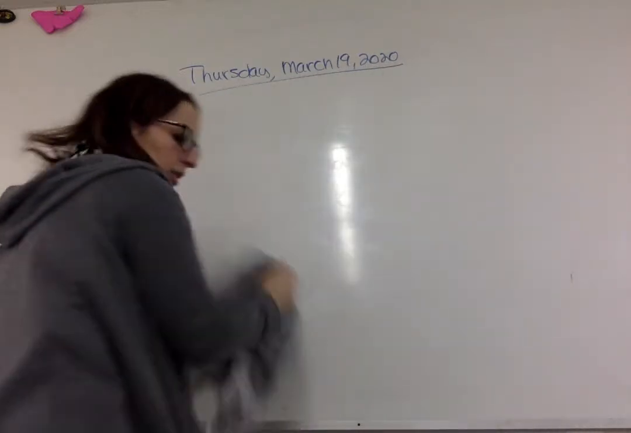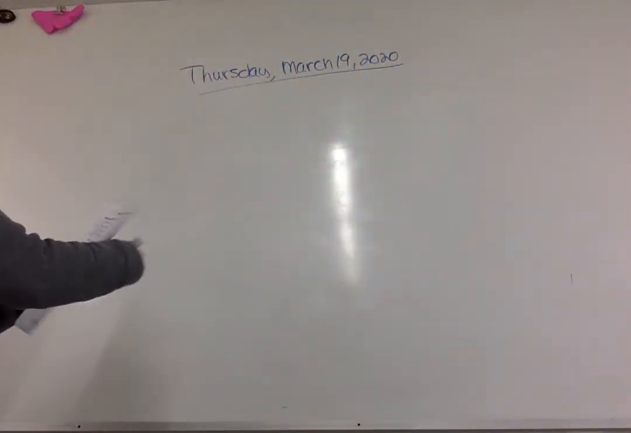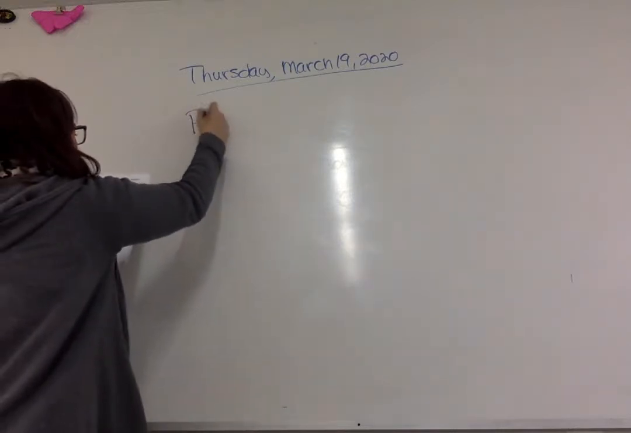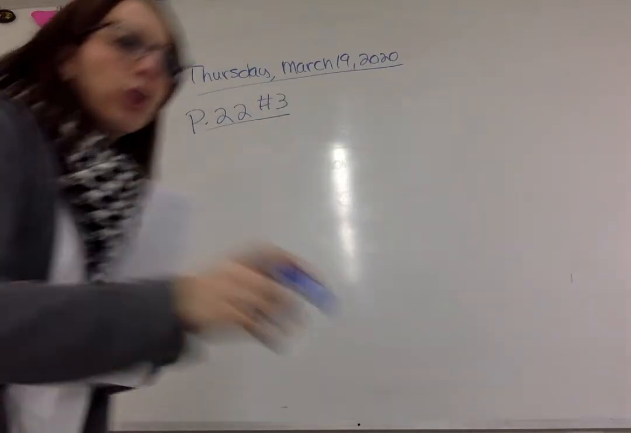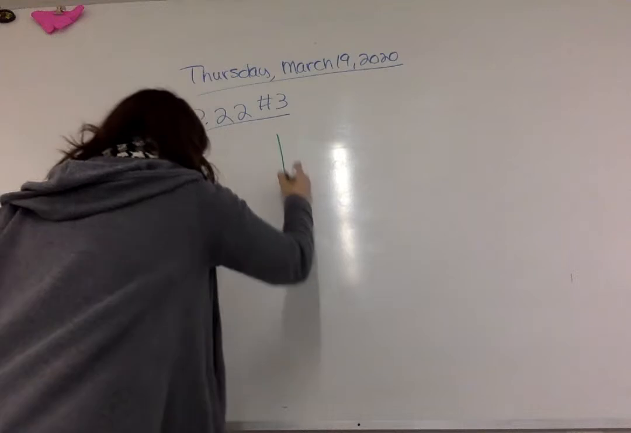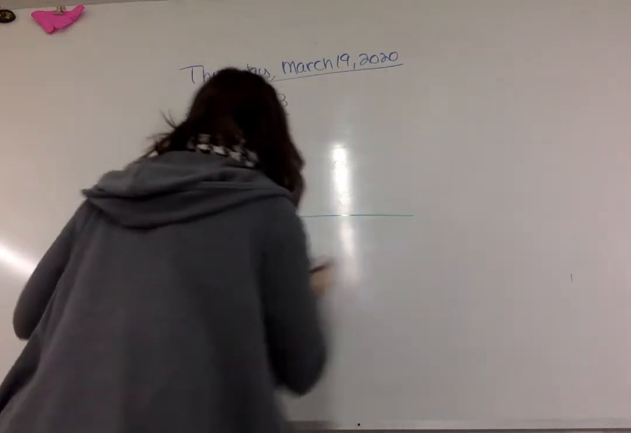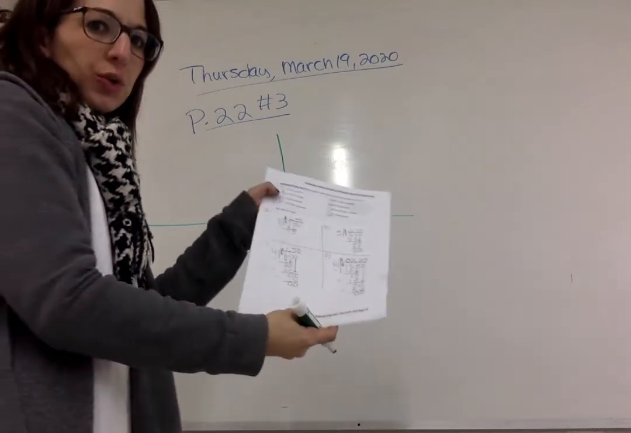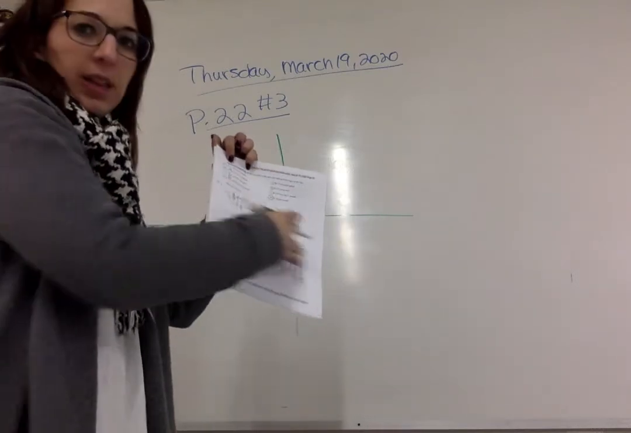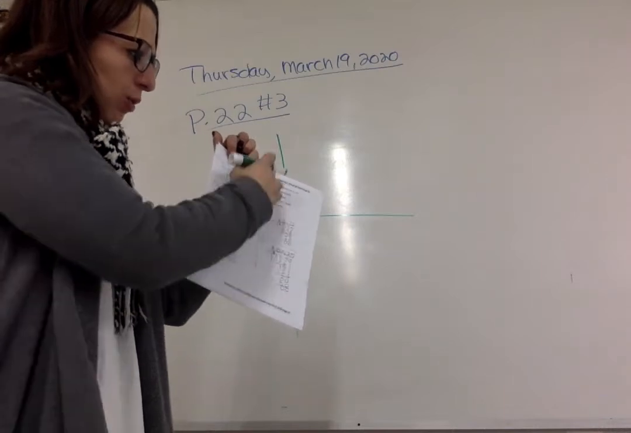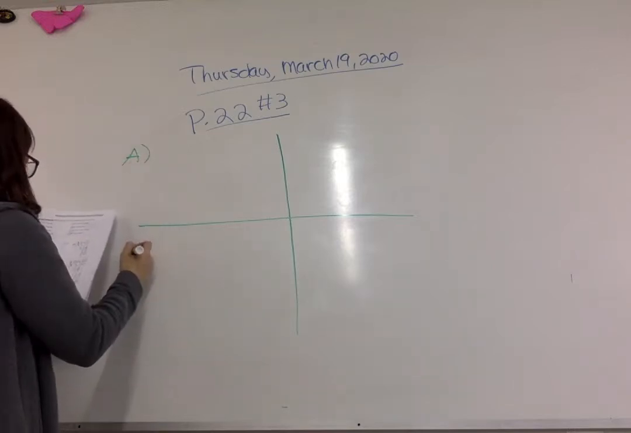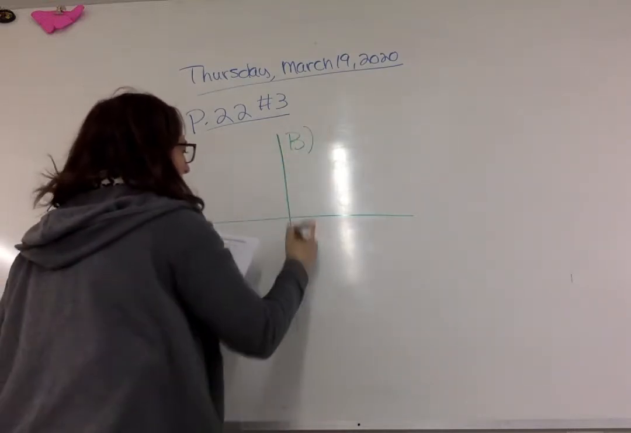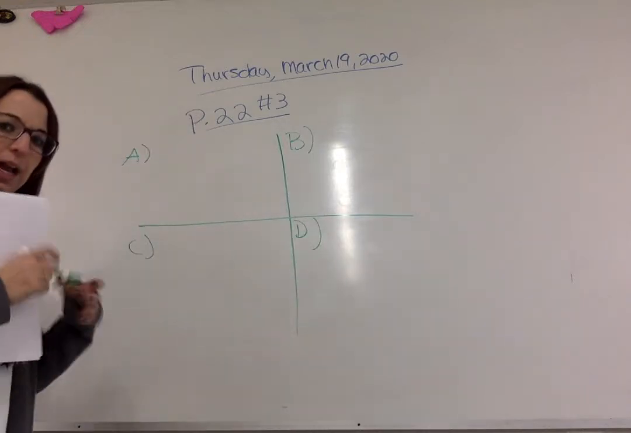Okay, here we go. Let's try page 22 now. Write the letter that matches the ratio on the line. So page 22, problem number 3. I'm going to divide my board into 4 parts or 4 components, like so. You could do that at the bottom of your paper where it says show all work. So you're going to divide it like that and put A, B, C, and D, which are the answer choices.